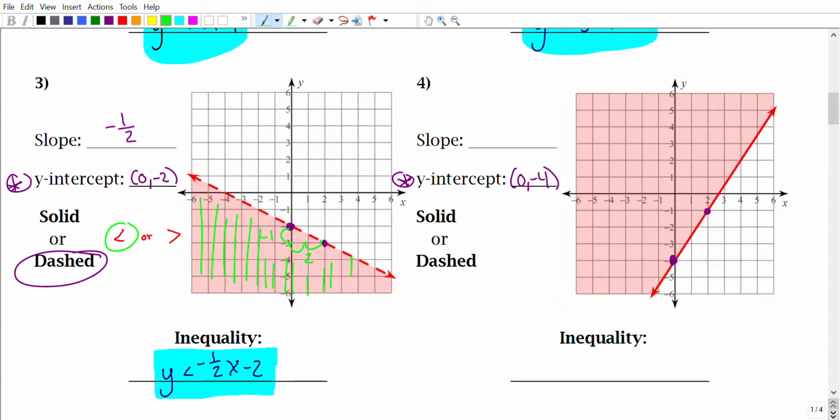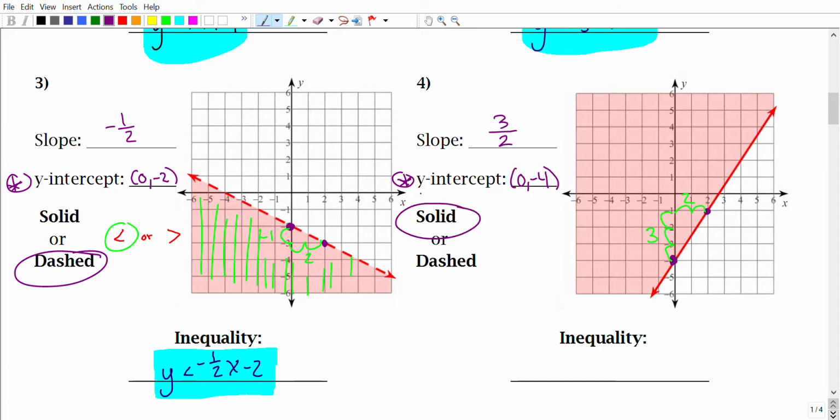So again, from my point on the left to my point on the right, I have to go up 1, 2, 3. Remember, rise over run. So up 3 and right 2. So slope, rise 3, run 2, so 3 halves.